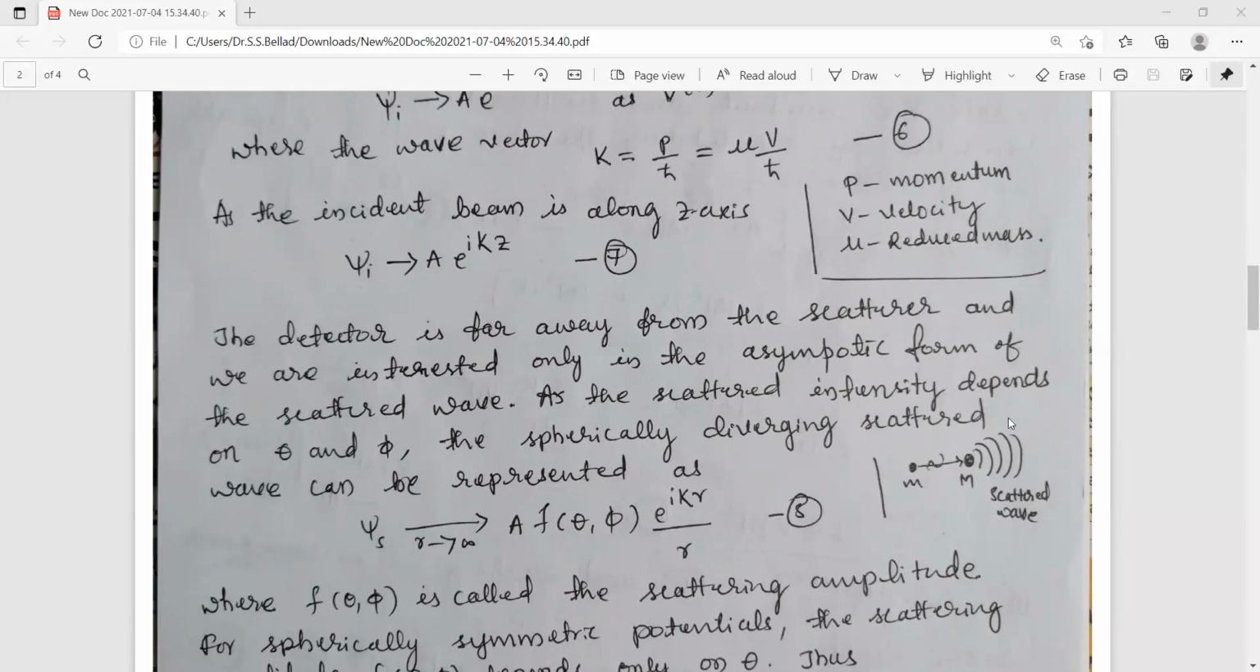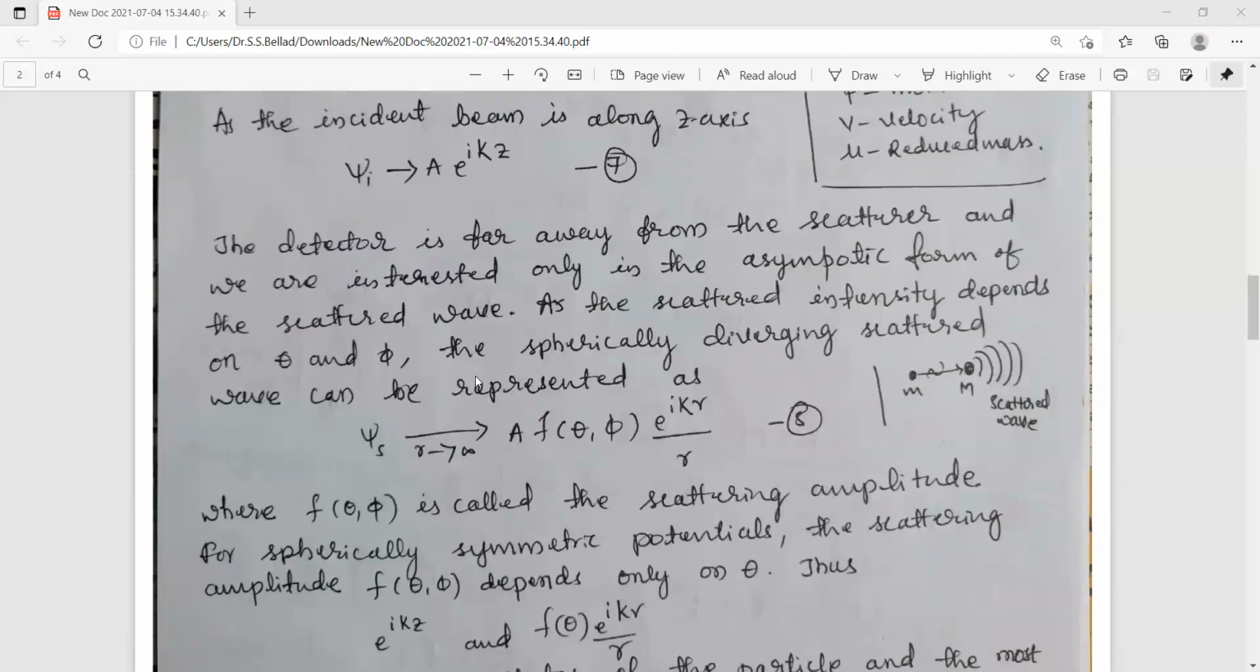So here we assume that the detector is far away from the scatterer, and we are interested only in the asymptotic form of the scattered wave. That means when the detector is sufficiently at a longer distance from this scatterer, this spherical wave can be considered as a plane wave. So that is why we are looking at the asymptotic form of the scattered wave.